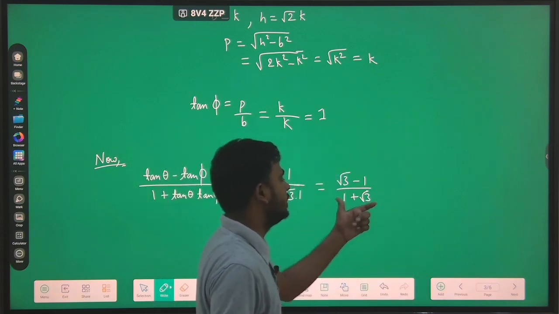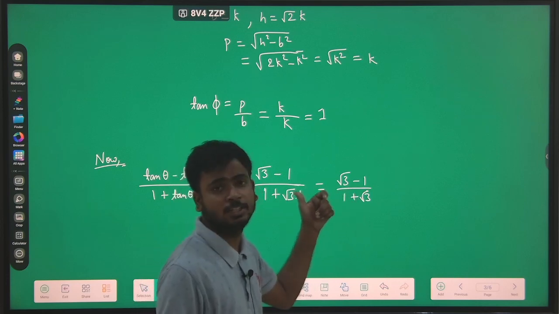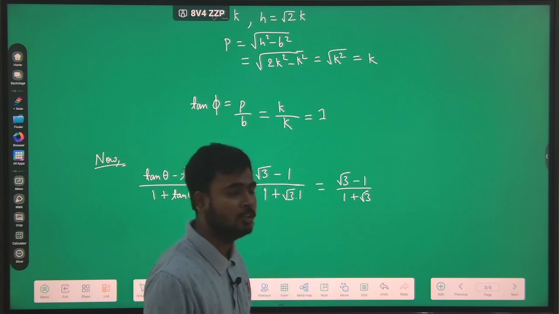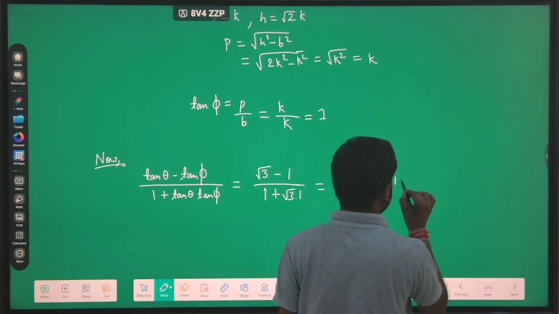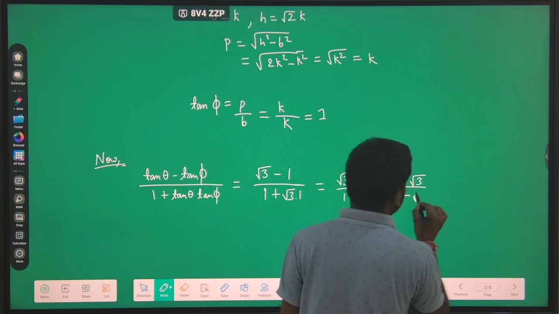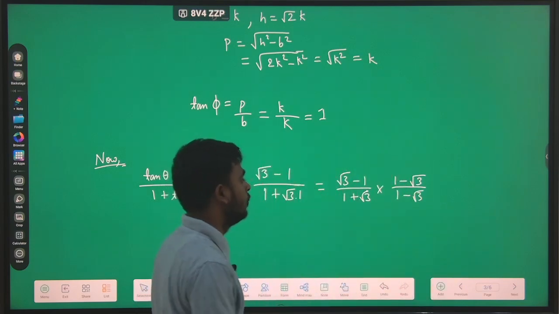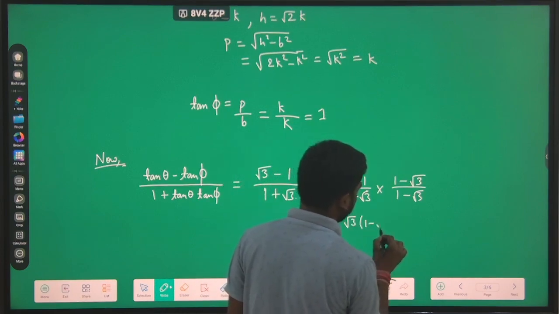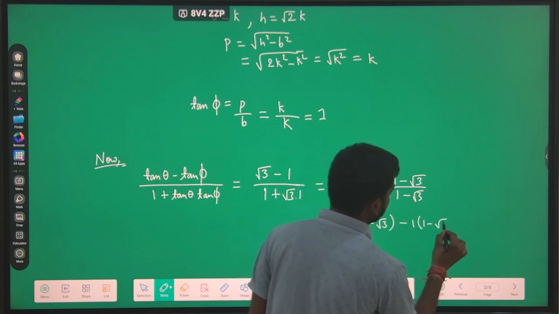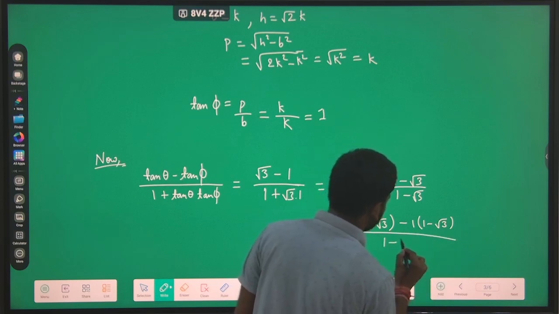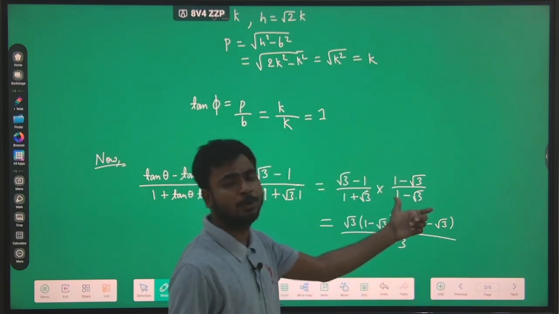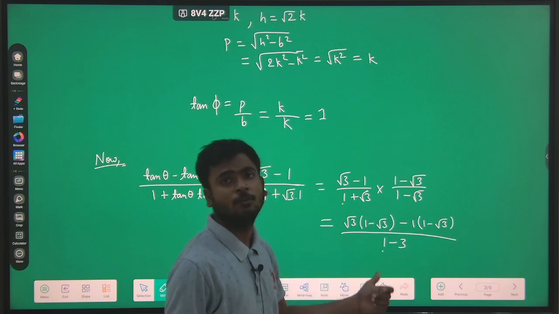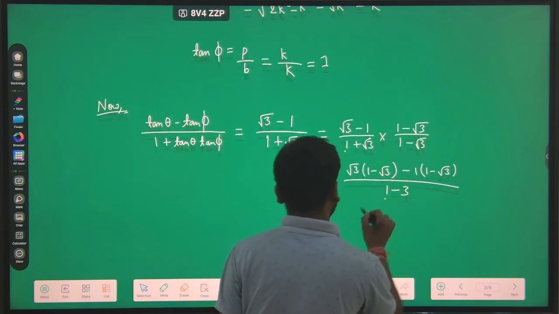Now, in the denominator, we are seeing a surd, so we have to rationalize the denominator. How can we rationalize? A plus root b can be rationalized with a minus root b. So here we will multiply and divide it with 1 minus root 3. We will get root 3 into (1 minus root 3) minus 1 into (1 minus root 3), whole divided by 1 minus 3. Why? Because (a plus b) into (a minus b) is a square minus b square. A is 1, so a square is 1, and b is root 3, so b square will be 3. That gives 1 minus 3.